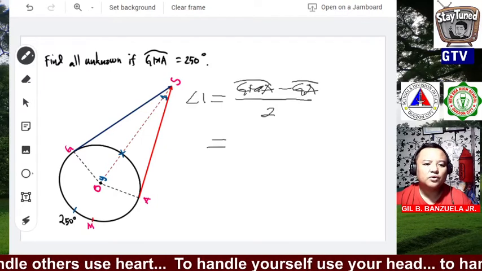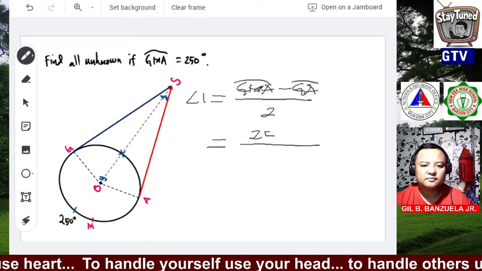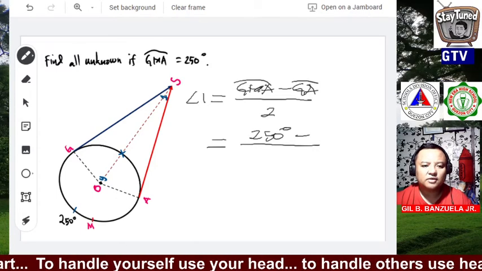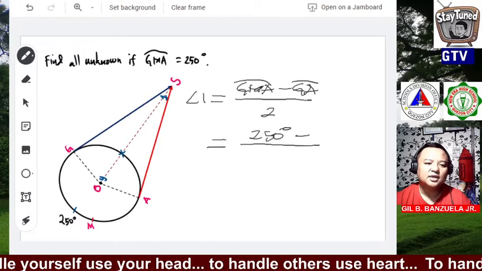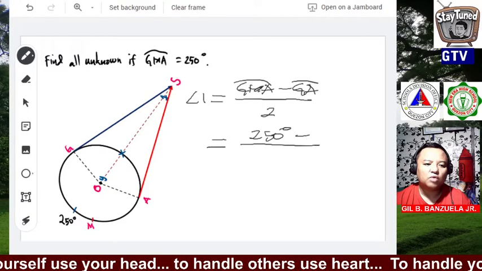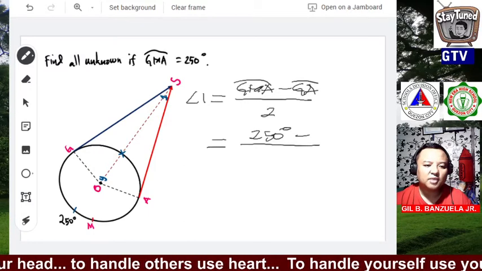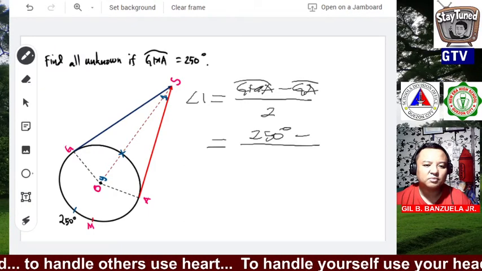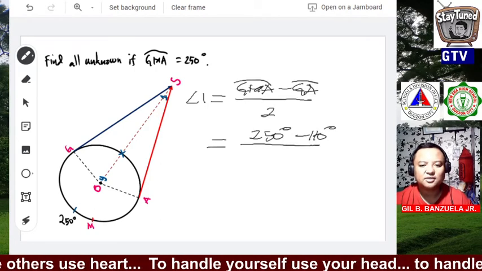Now, kung yung arc GMA ay 250 degrees, ano ang value ng arc GA? Okay, so sobrang dali lang yan guys. Alam natin na ang 1 full turn ng circle ay 360. So ano na lang yung kulang to make it 360 kung meron na akong 250? Correct, 110 degrees. So, di ba ang dali?